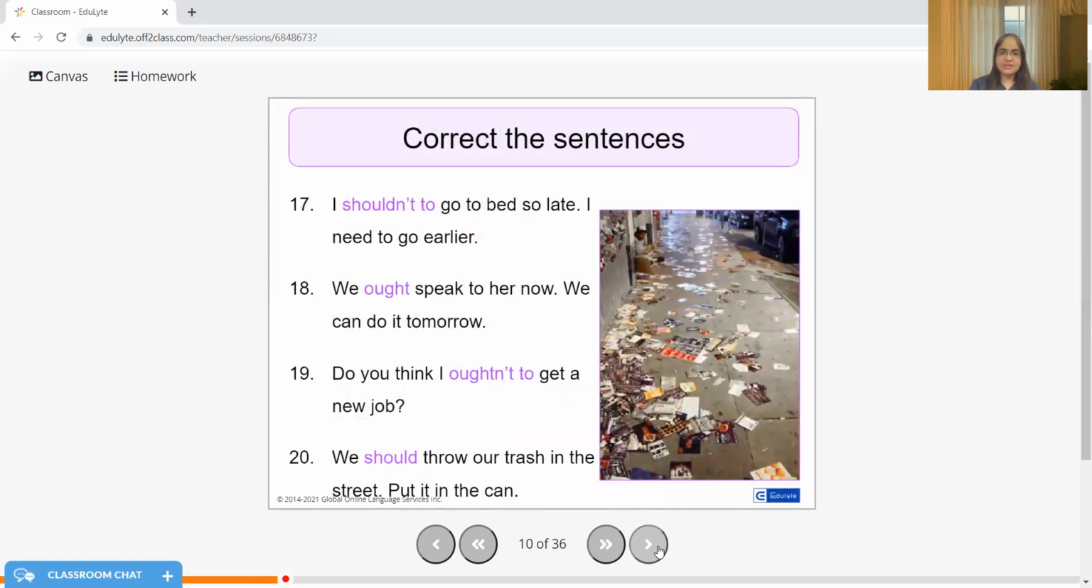Correct the sentences. The modal used here is wrong, so we need to change it. He should not go to bed so late. I need to go earlier. We ought to speak to her now. We can do it tomorrow, so we'll just say we ought not speak to her now. Do you think I ought to get a new job? We should throw our trash in the street. We should not throw our trash in the street, put it in the can or maybe dustbin.